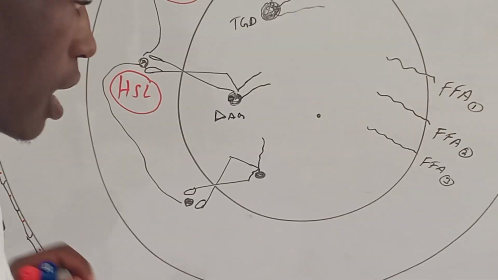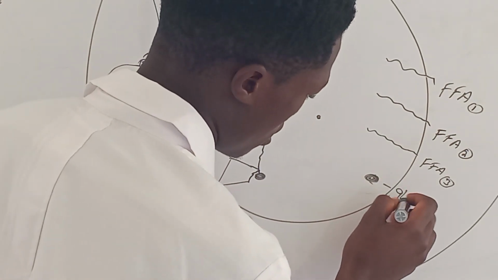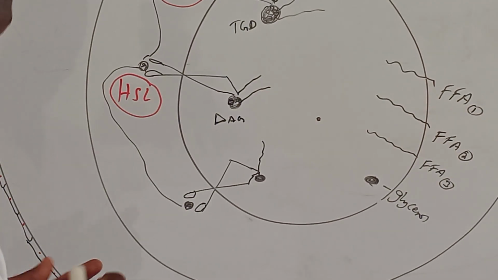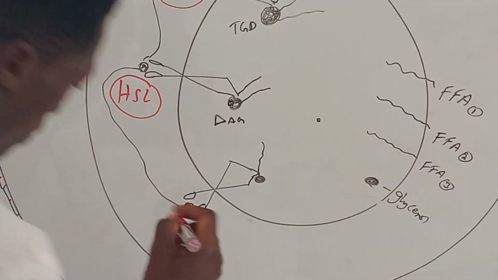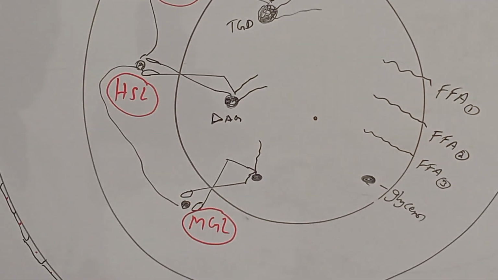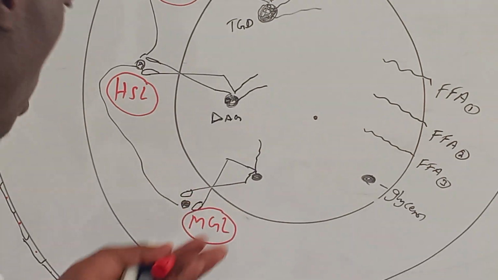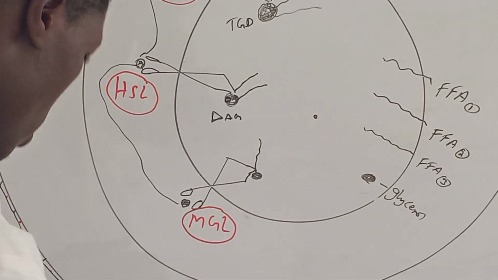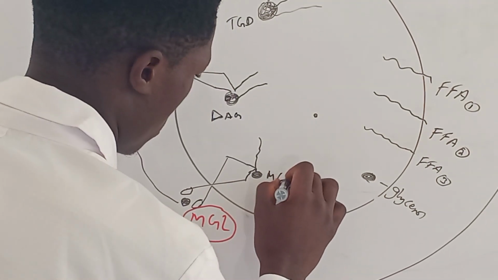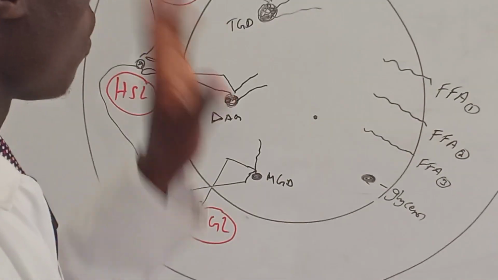Now, we are also going to release what? A molecule of glycerol. So we have a molecule of glycerol. Alright, now, what's the name of this enzyme? Guys, this enzyme is called monoglyceride lipase. Monoglyceride lipase is going to cut the last ester bond. This molecule here is called monoglyceride or monoacyl glyceride.